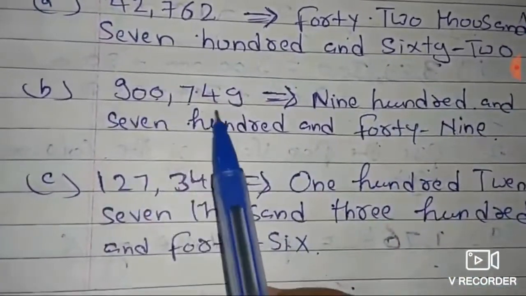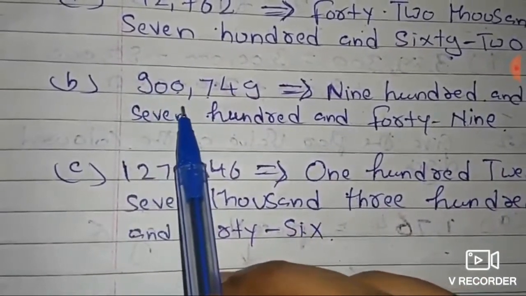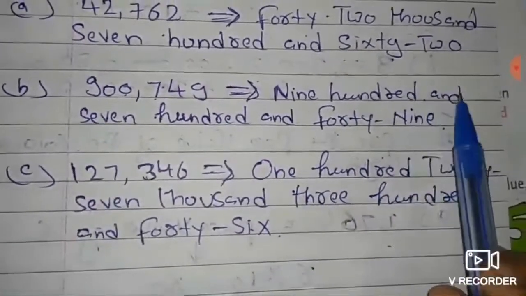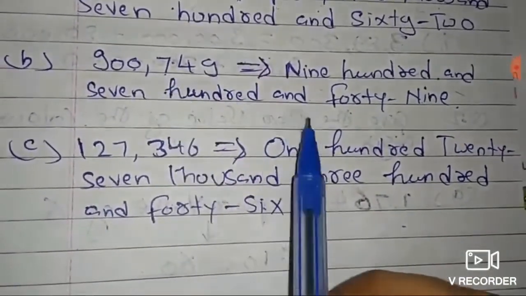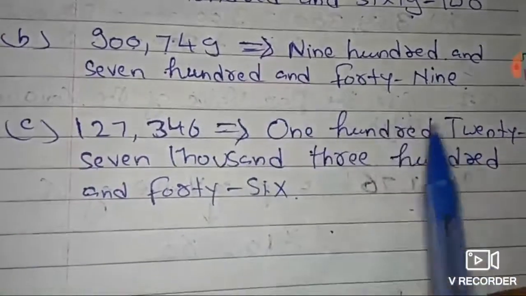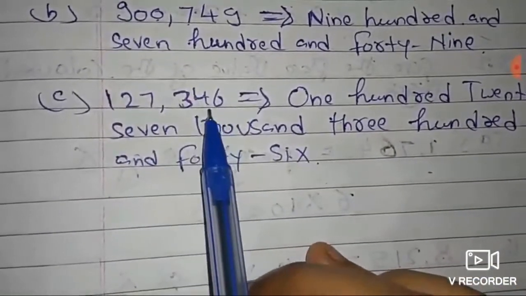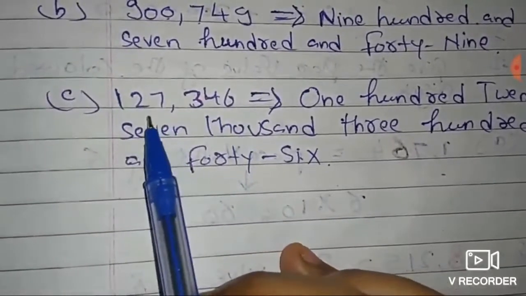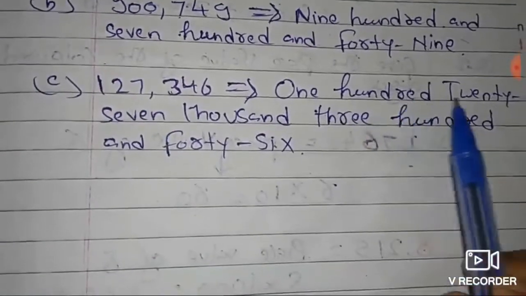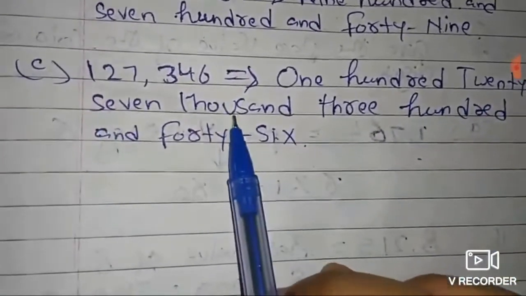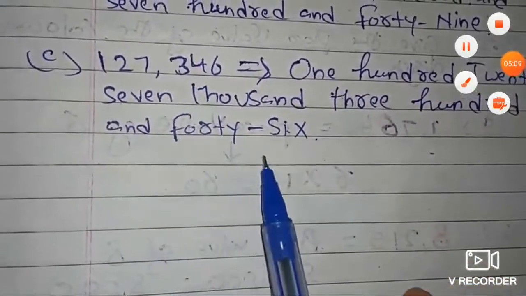Next, 900,749. So 900 is on the period of 1000 in the international chart. Then write 900 and 700. This is 700, and in between write "and" 49. Next, 127,346. This is the period of ones and this is the period of 1000 in the place value chart of the international system. Then write 127,300, in between write "and" 40.